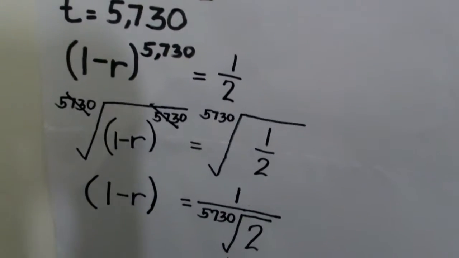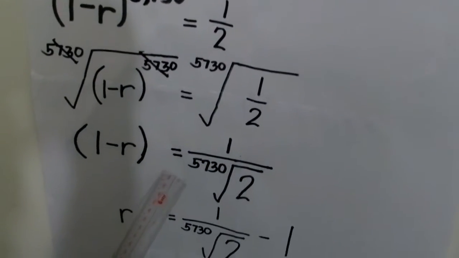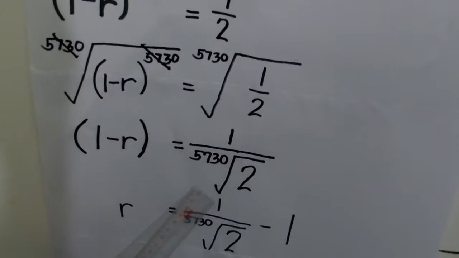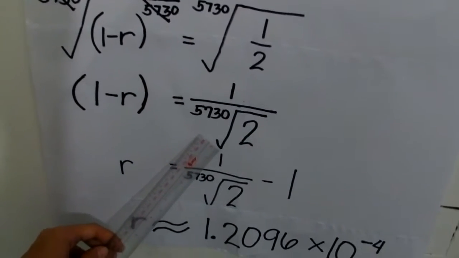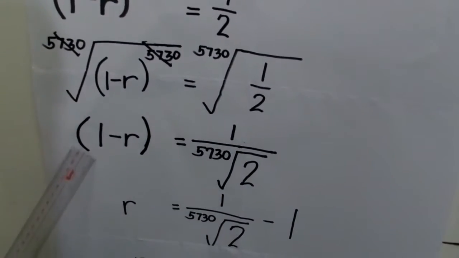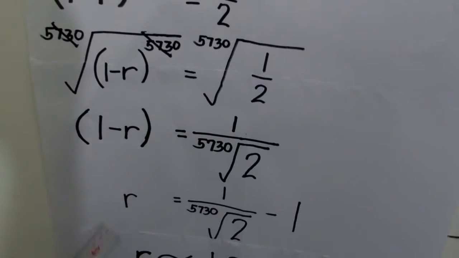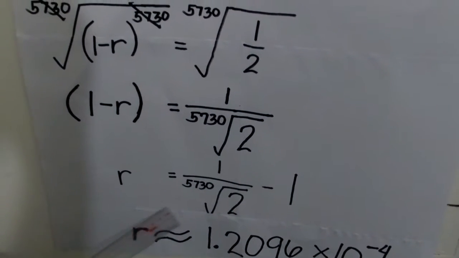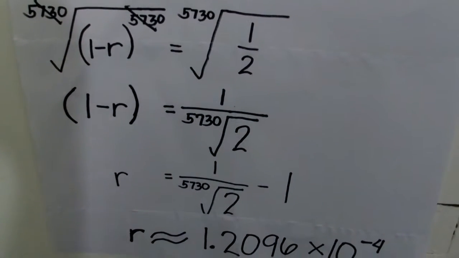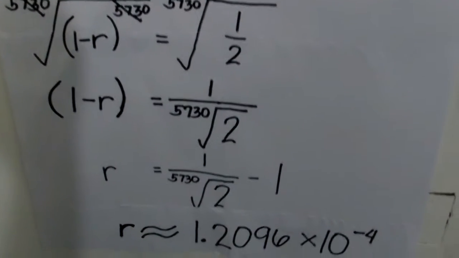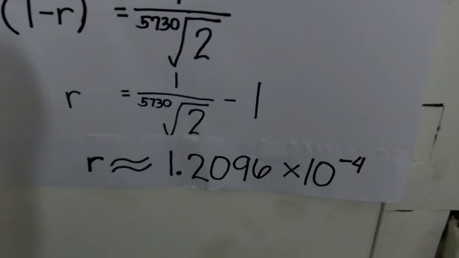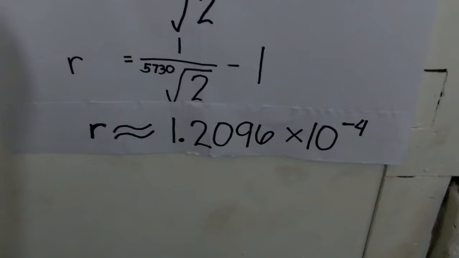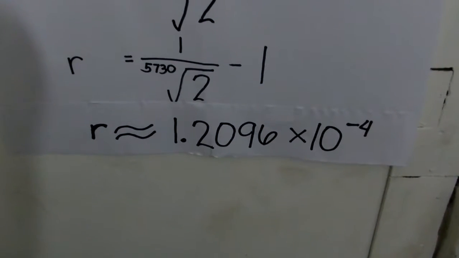We remain with 1 minus R is equal to 1 all over the 5,730th root of 2. Transpose 1 to the other side. R is equal to 1 all over the 5,730th root of 2 minus 1. The rate is approximately 1.2096 times 10 raised to the power of -4.